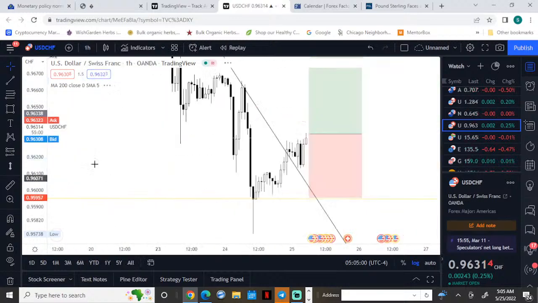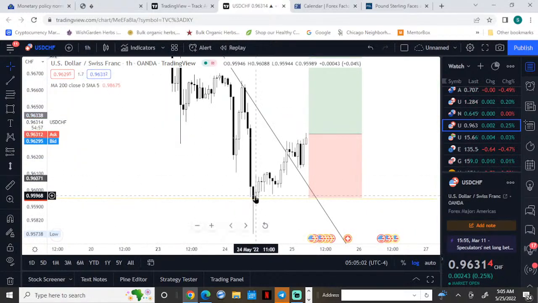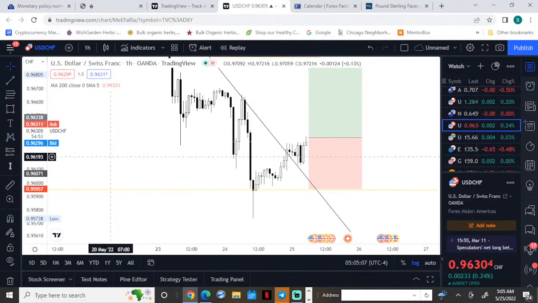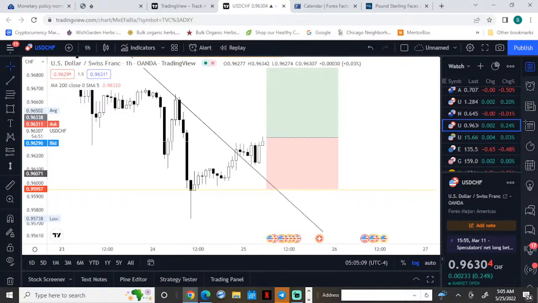Well, I was looking for a nice sandwich pattern, right? Price broke this trend line, retested, gave me a sandwich pattern. Excuse me. I am going to market execute a buy on USD CHF.